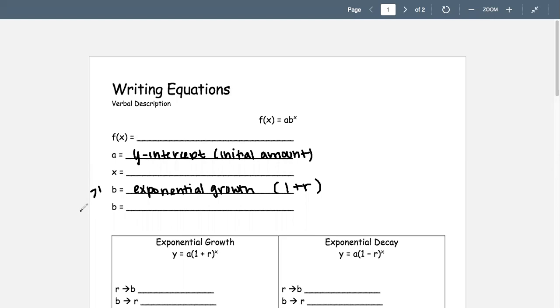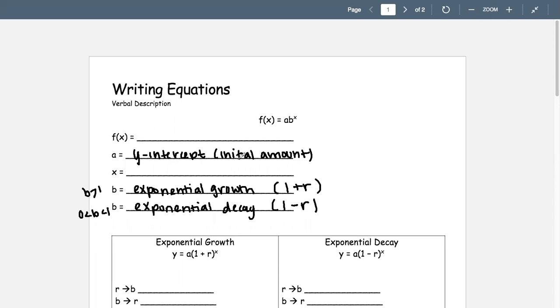If my B is between 0 and 1, what do I know? Decay. Yep, exponential decay. And if it's exponential decay, then to find my B value, if it gives me the R, it will be 1 minus R. Again, I will explain what the R is in a moment. But this is review from last class.